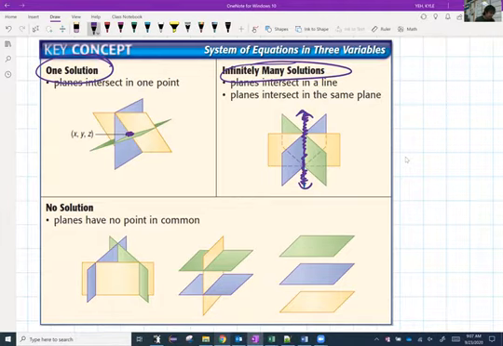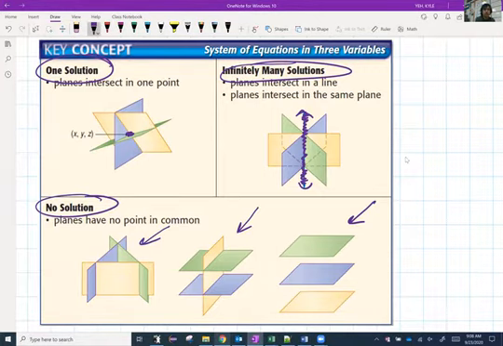There's also this idea that there could be no solution, just like we saw in 3.1. Maybe all these planes hit, but they never hit in the same spot. Maybe two of them are parallel and they hit the third one, but again, they never hit in the same spot. Maybe they're all parallel. It could be that there's no solution.